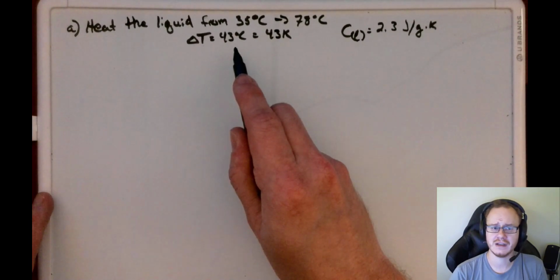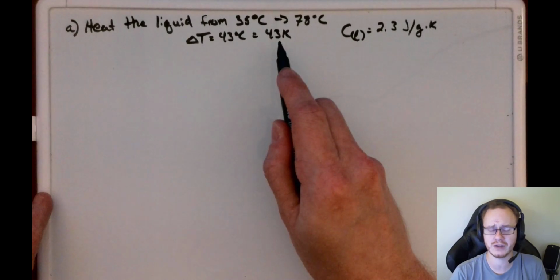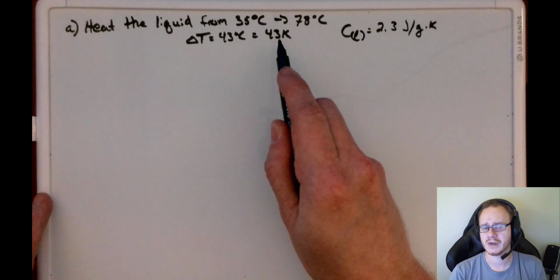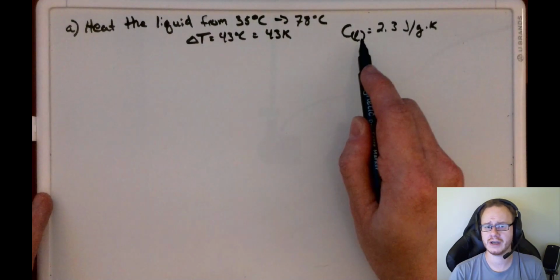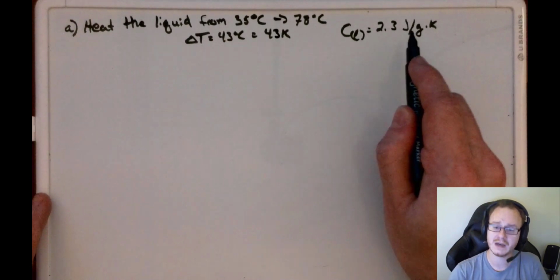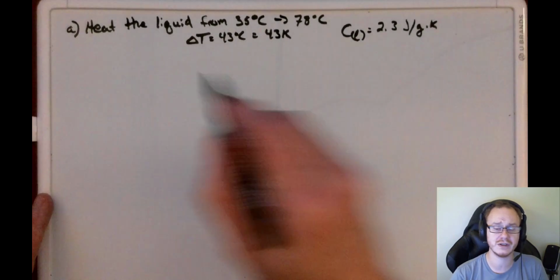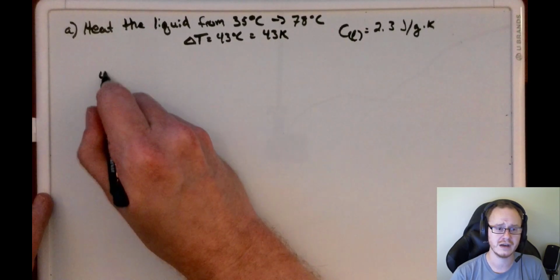First, we're going to focus on heating the liquid. That temperature change is 43 degrees Celsius, which is 43 degrees Kelvin. Because we're heating a liquid, we're not actually undergoing a phase change. We're going to end up using the specific heat of the liquid. That was given to us as 2.3 joules per gram degree Kelvin. Now I can work on the stoichiometry, the dimensional analysis, and converting to the kilojoules necessary.